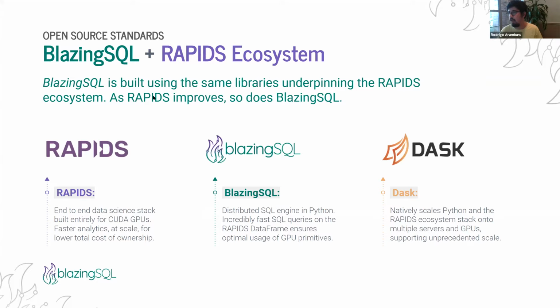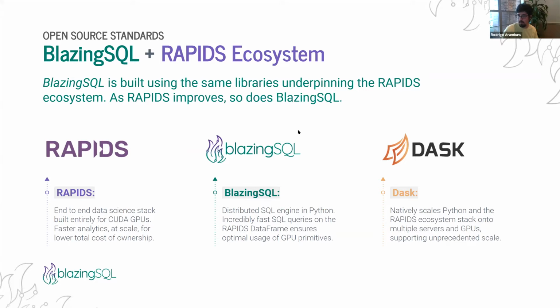When we think about the whole ecosystem, Blazing SQL doesn't really exist alone. It exists as part of a larger ecosystem called Rapids AI. If you're not familiar with Rapids, it's an end-to-end data science stack that's built entirely on top of CUDA GPUs. The whole premise of the stack is to enable incredibly high performance, performance that blows the mind at scale, and for a lower total cost of ownership. And we actually have some data to back that up that we'll be sharing with you.